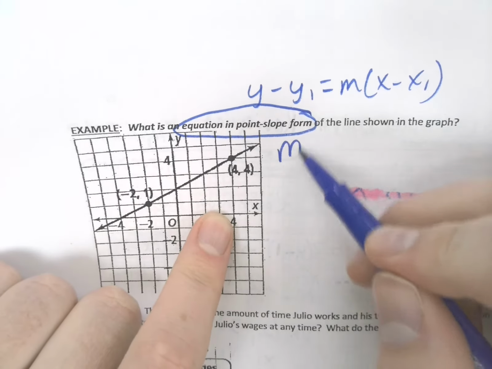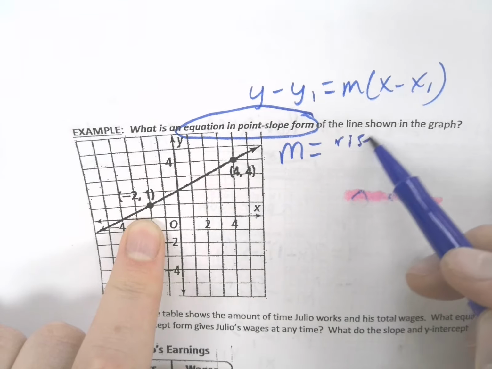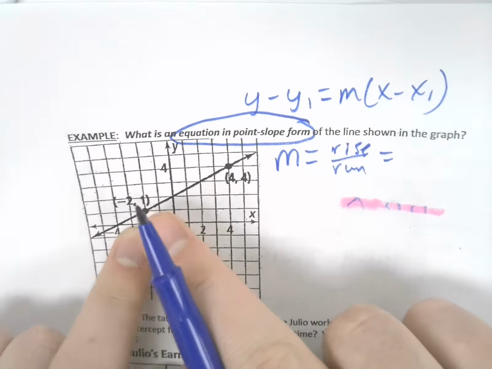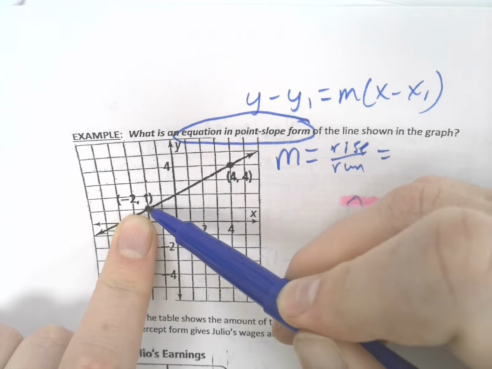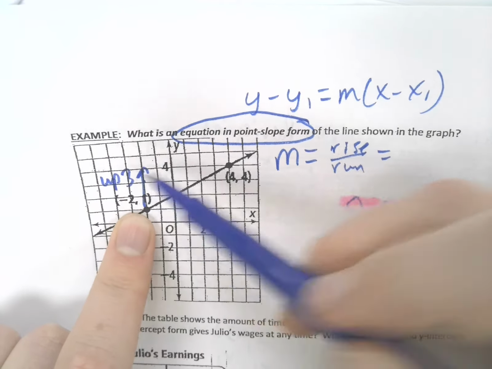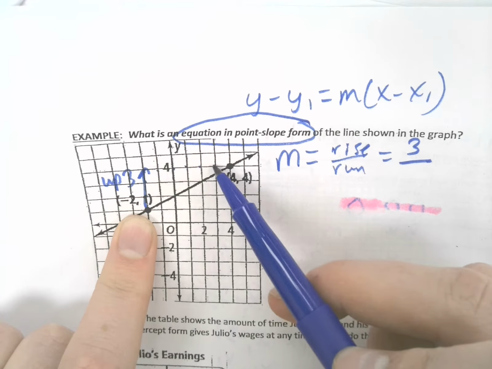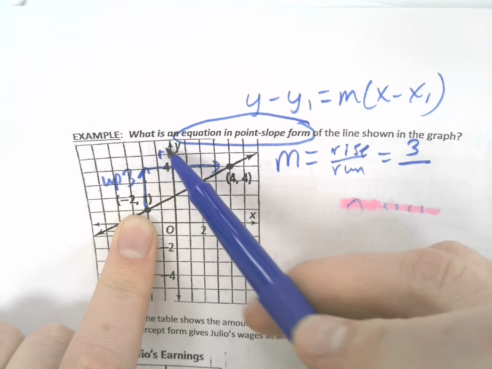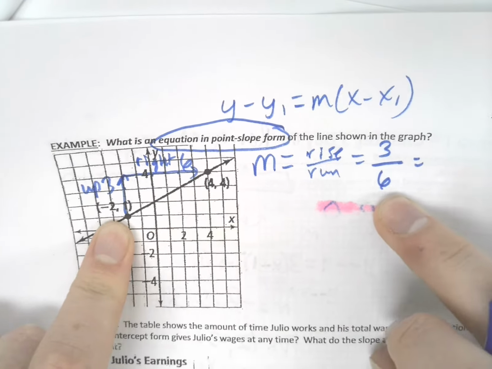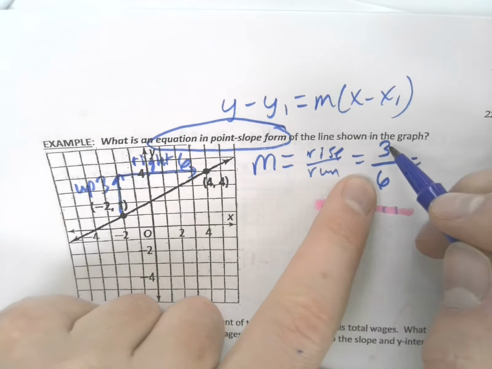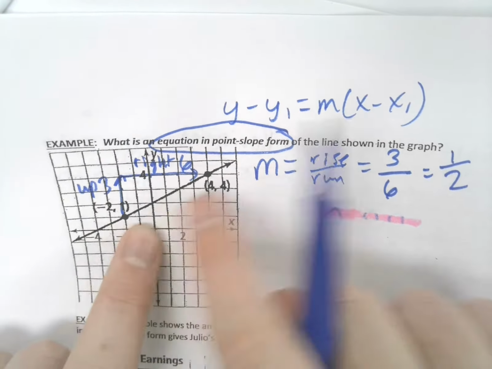So first thing we need to figure out is a slope. So, hey, we got some rise over run action here. Remember, start with the left point, go to the right point. So we go up 1, 2, 3. So up 3. And then over 1, 2, 3, 4, 5, 6. We went right 6. Okay, so slope's going to be 3 over 6. Now, you guys know what that reduces down to. 3 is half of 6. That's 1/2.